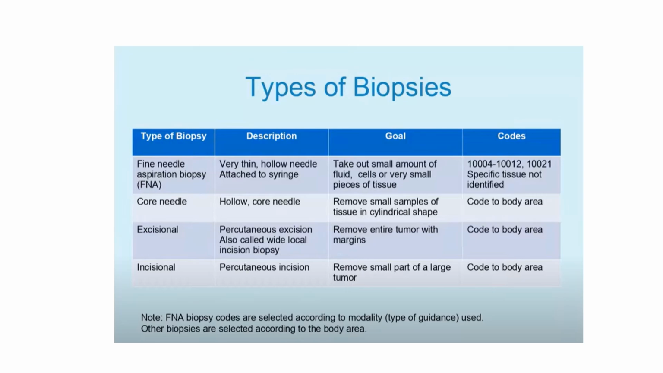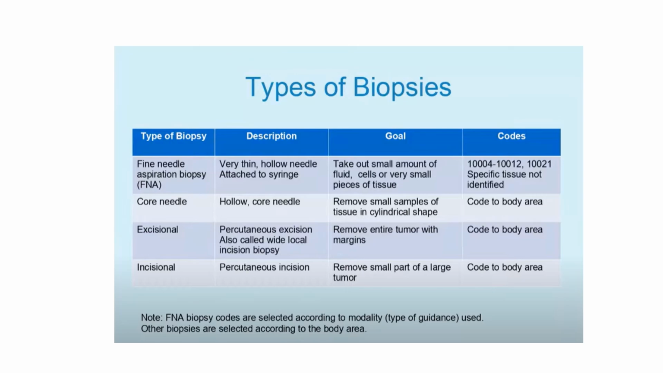Okay, so in fine needle there is no specific tissue identified, you can't identify the specific tissue. So core needle is coded to body area, so you need to code to body area. Excisional biopsy, percutaneous excision, also called wide local incision biopsy. It will remove the entire tumor with margins. You need to go to body area. Incisional biopsy, it is also a percutaneous incision. Remove a small part of a large tumor.